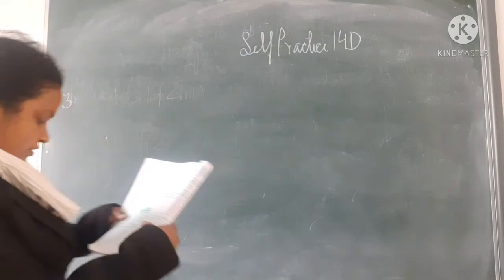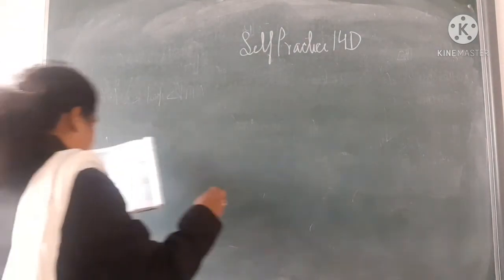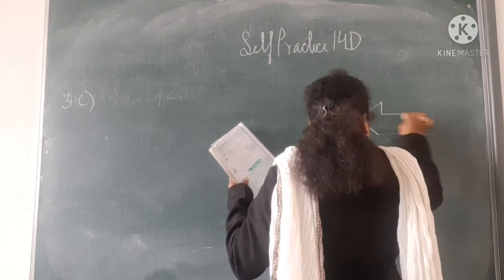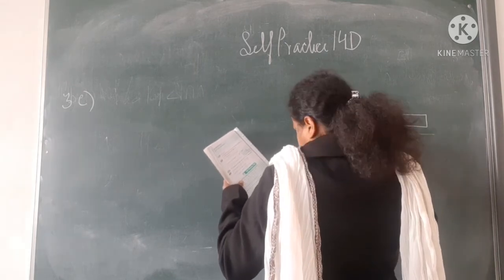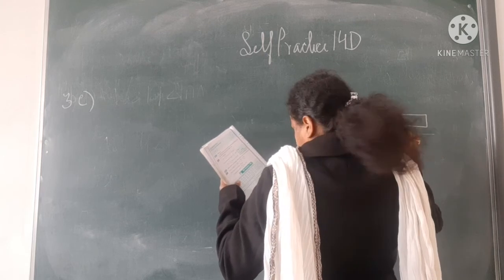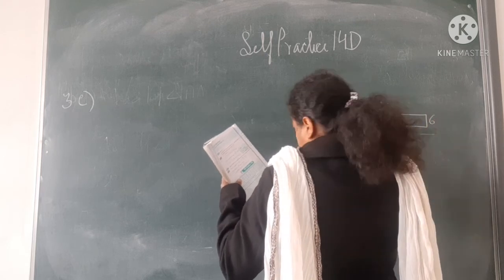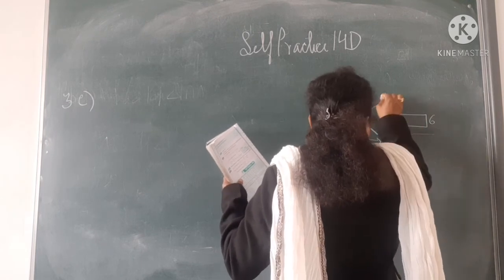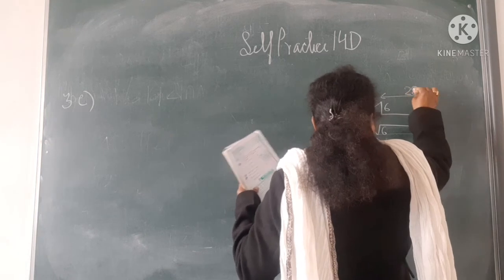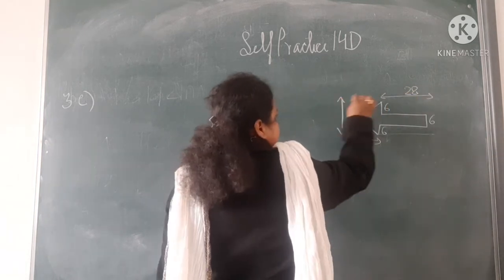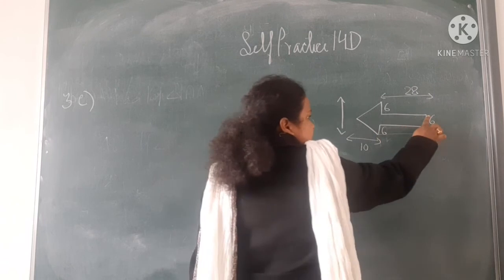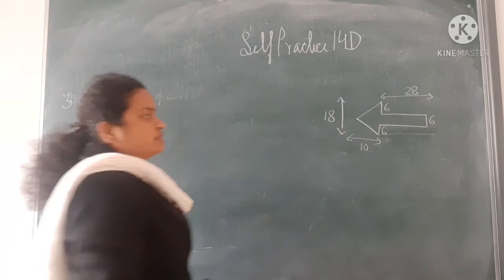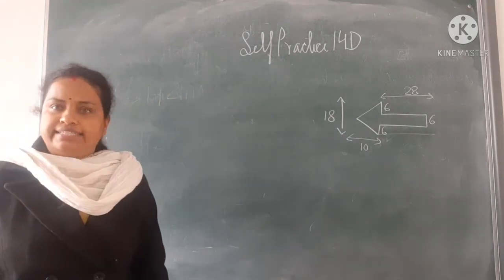Now see the E part of it. Here the figure is drawn like this. 6, 6, and this one is 10, and here it is 28. Now what will be the total length? This 6 plus 6 plus 6. Total how much it will come? 18. Okay, 6 plus 6 is 12, and 12 plus 6 is 18.